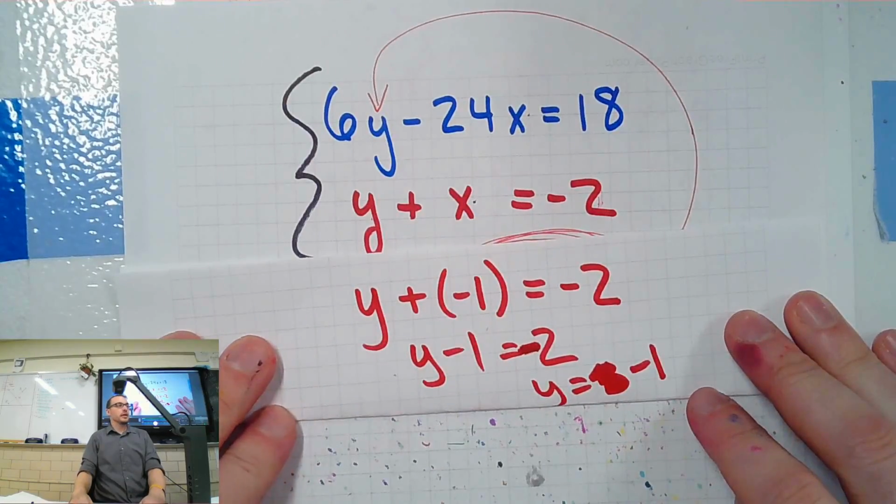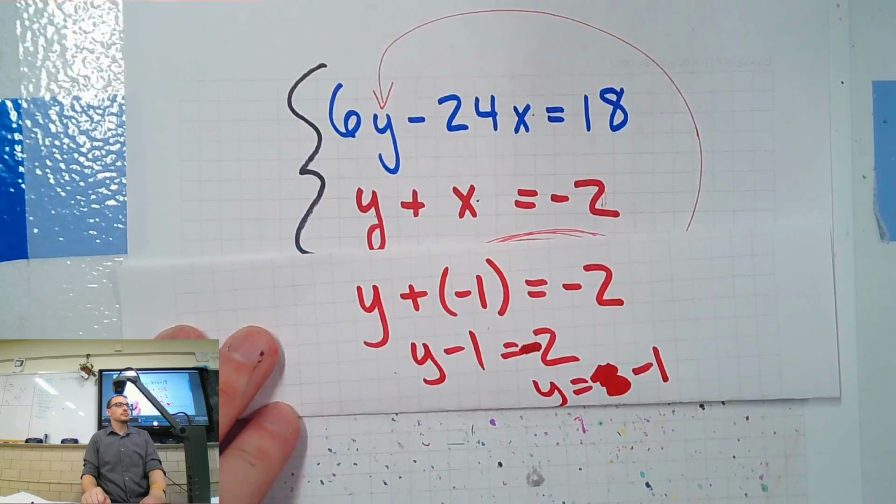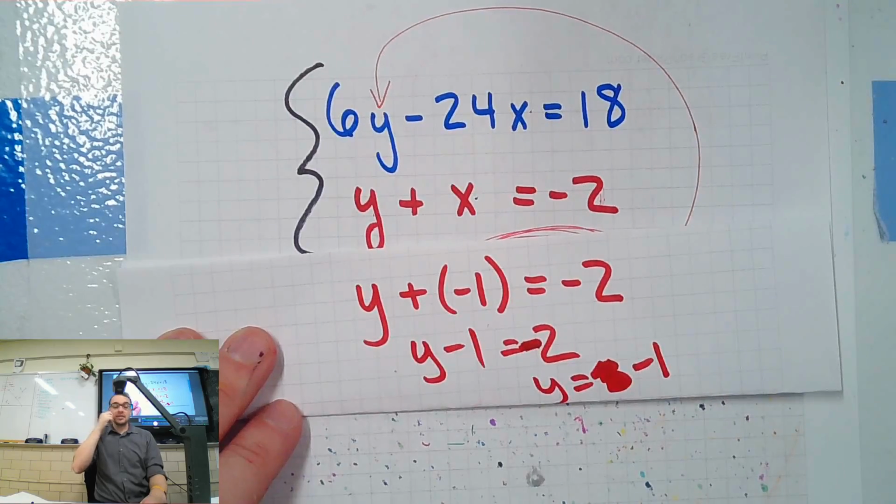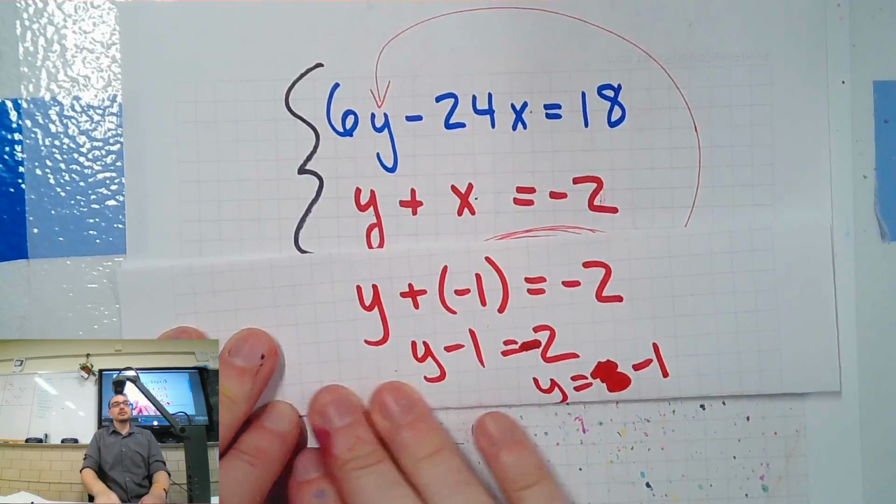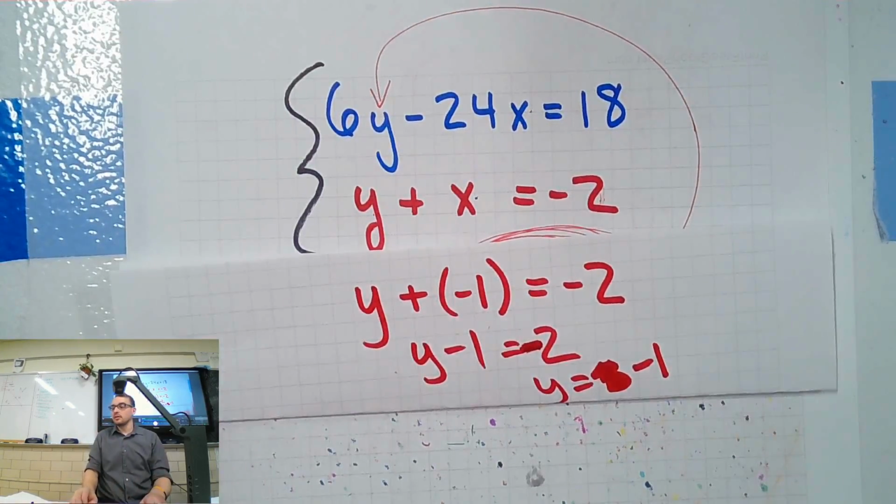I plugged in what I found and solved for the other variable. I like that. It's easier than substitution. It is. Maybe you disagree. Everyone has their favorite method, and then depending on how the problem is given to you, there might be easier ways to do it, right?